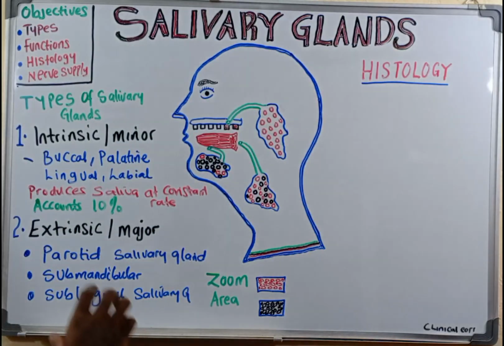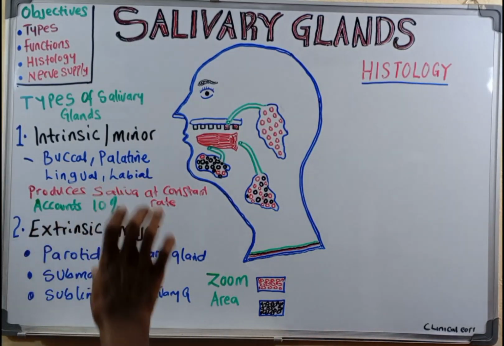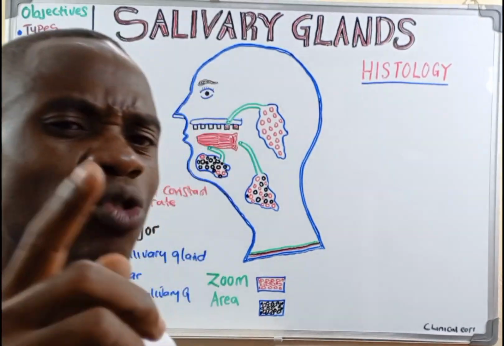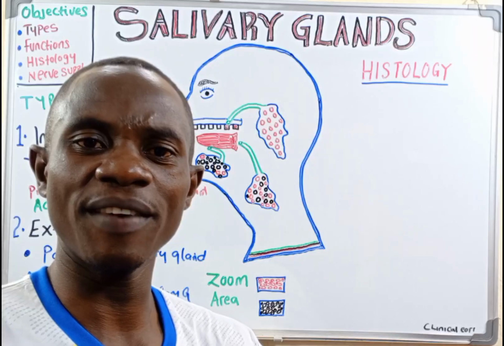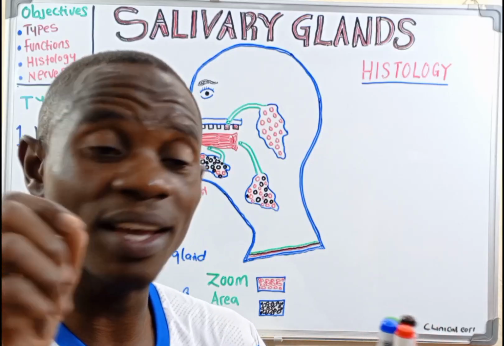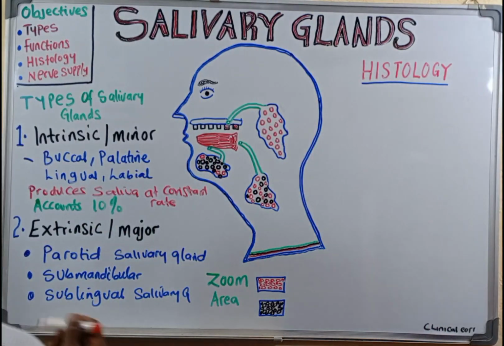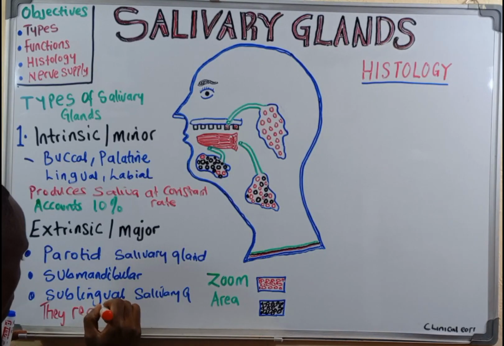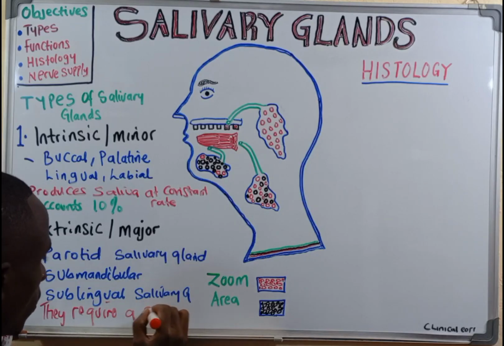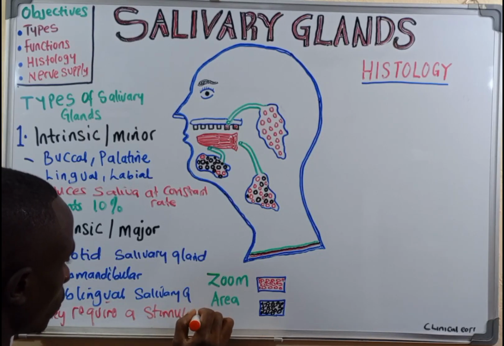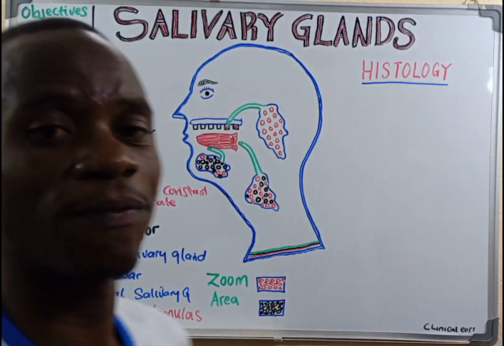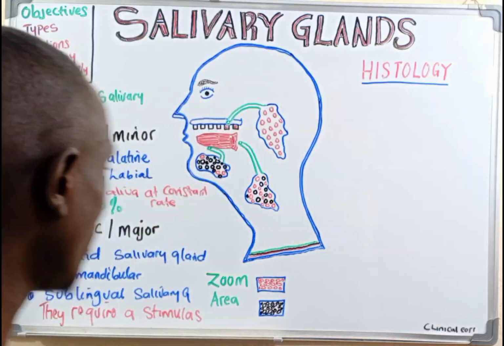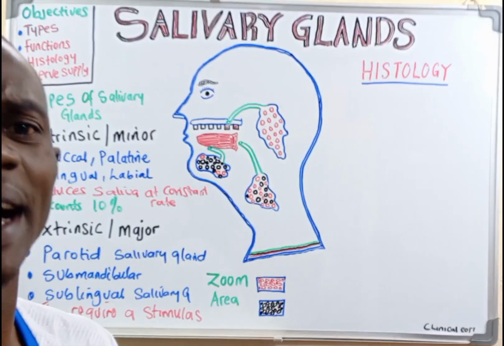Now, having seen the extrinsic salivary glands, these ones are going to be producing saliva following a stimulus. That is super important. In other words, extrinsic salivary glands release secretions following a stimulus. They require what we call a stimulus. For example, if you have sight of food, or even a thought of food, or even smell of food, this is when these extrinsic salivary glands are going to be more active in producing saliva.